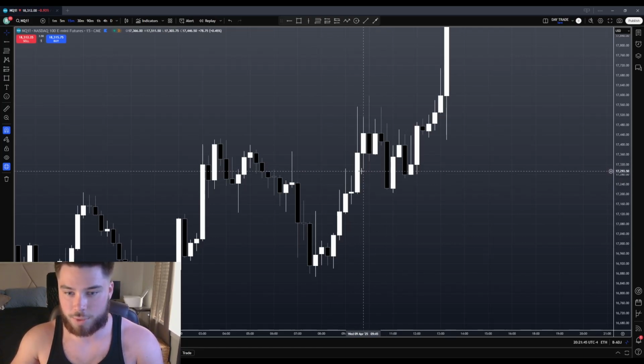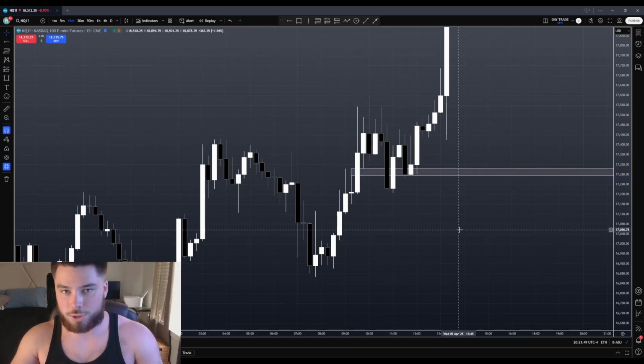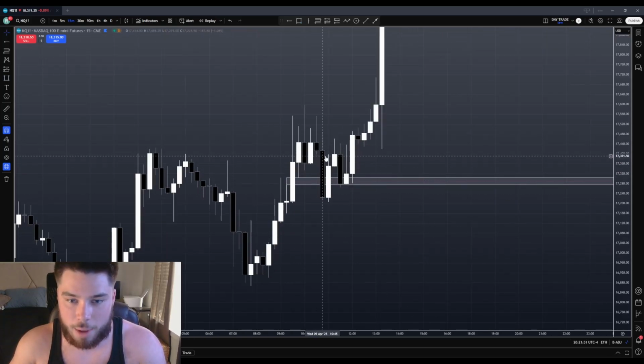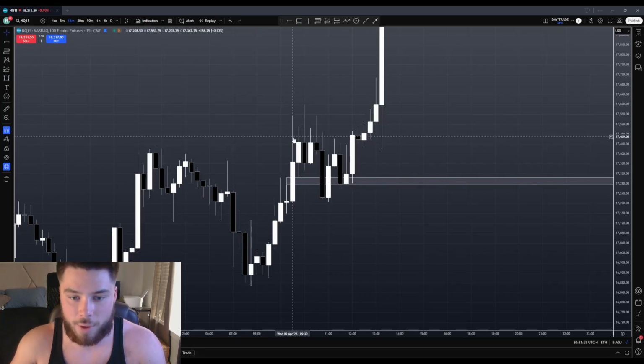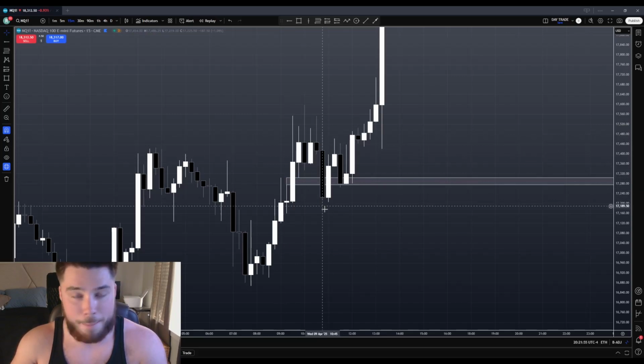This wick, this is a little fair value gap. Okay, it's not a huge one, but here's what we saw from this fair value gap. We saw price come up, form a PD array here, come down. It may have filled it. That's completely fine.